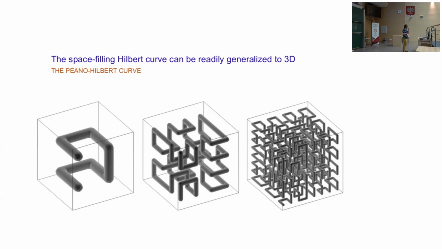And now, how it actually works if you implement this in this tree object. So basically, you have this Peano-Hilbert curve. I'm waiting for my slides to update.